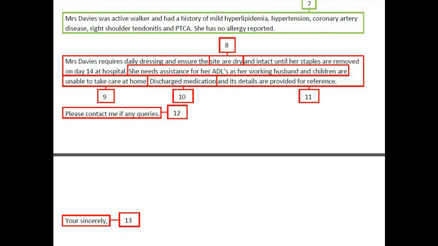Coming to the last sentence of the paragraph, "discharged medication and its details are provided for reference," which is wrong. It should be "discharge medications" and it seems a pretty awkward way of closing a paragraph. We can see that this paragraph is not properly organized, and apart from that, this is a very good letter.